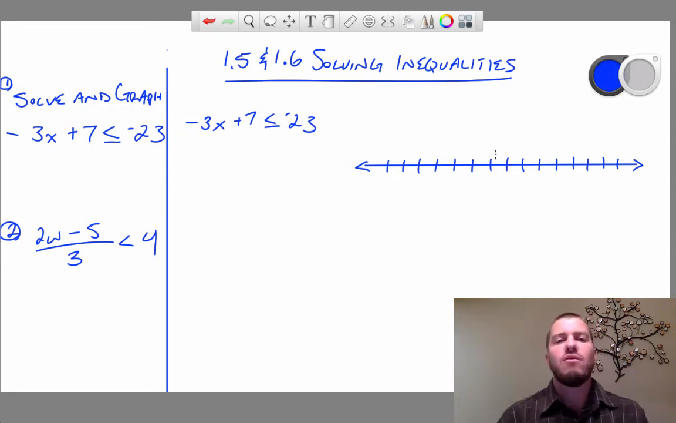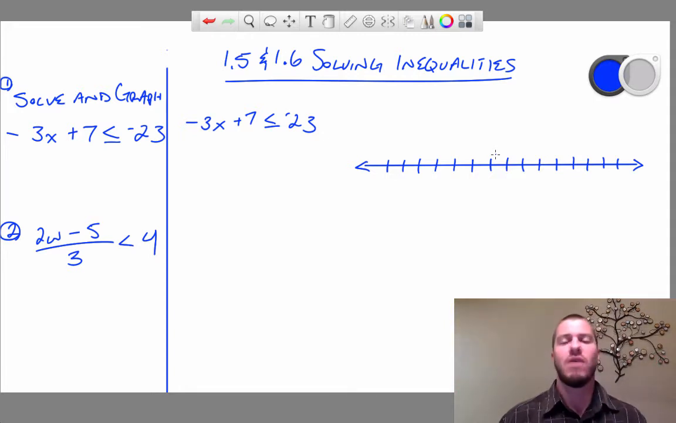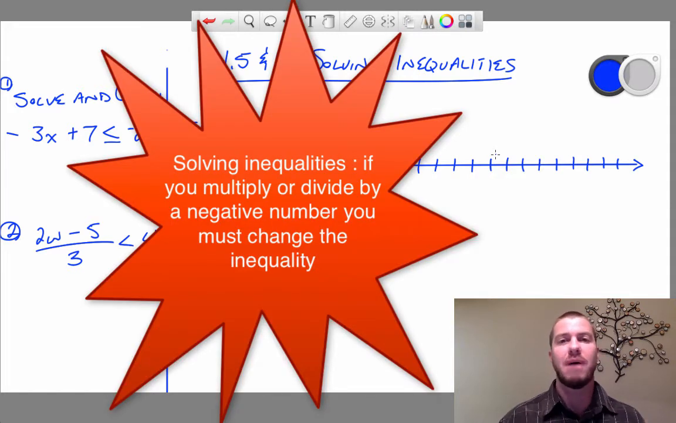We're going to do 1.5 and 1.6. This is just a quick refresher on solving inequalities. And solving inequalities is the same as solving equations, except one big major rule. Write this down. If you multiply or divide both sides by a negative number, you need to change the inequality.